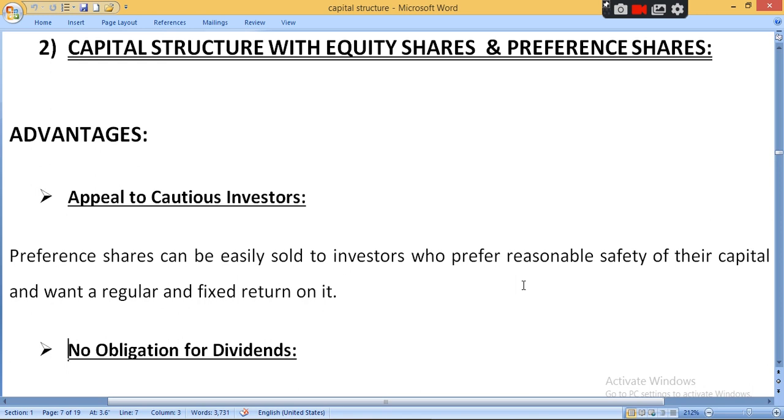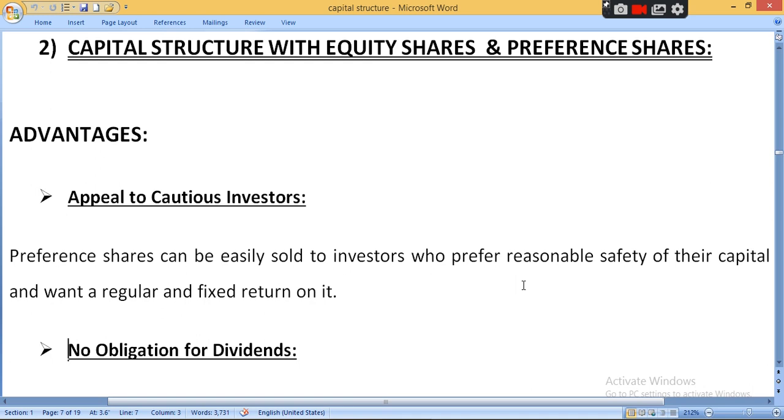There are two types of investor in the market, clear: risk avoiders and risk takers. Risk takers means bold investors, and risk avoiders means cautious investors, clear. So generally in preference share, dividend is not compulsory, clear, but it is fixed. Generally the dividend a company provides on preference share is fixed. So preference share can be easily sold to investors who prefer reasonable safety of their capital and want regular and fixed return, clear. So appeal means attracting the risk avoider.